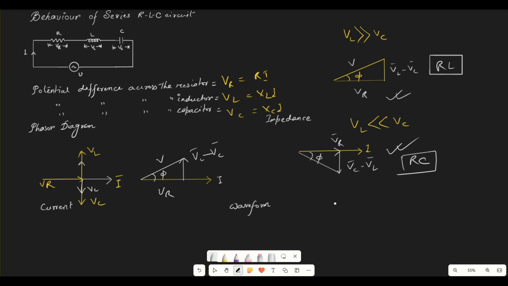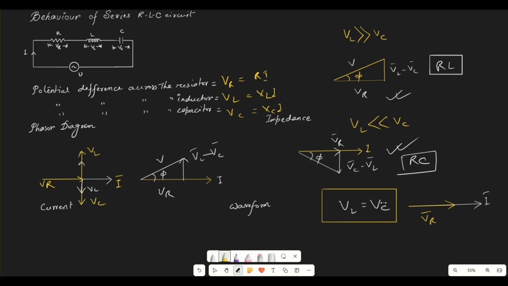Now the third condition could be if VL equals VC. Now this is something new. Now if VL equals VC, then they will cancel each other. That means if this is I, then VL and VC will cancel each other, and what remains is VR only. Okay, and this condition, when VC equals VL, is known as resonance.